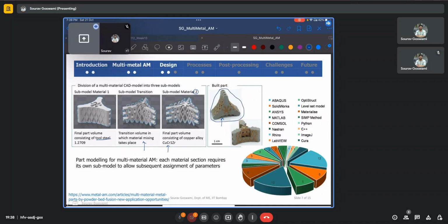And the advantage this offers is that in our CAD/CAM package, we can assign the tool steel material to this structure. We can select this other geometry and assign the copper material to it. And then we can simply superimpose them in space. And the 3D printing machine or the additive manufacturing machine will then deposit the requisite material in these regions. So each material section will require its own submodel to allow the assignment of parameters and materials. And on the right here, we also have a pie chart distribution showing the instances of reported usage of the common CAD/CAM packages such as Abaqus, SolidWorks, ANSYS, MATLAB Console, and so on.